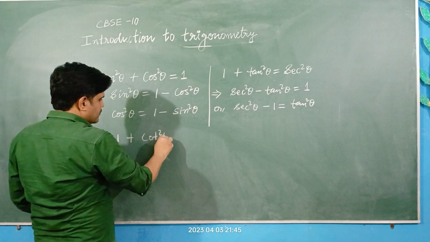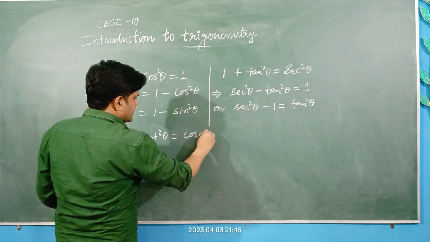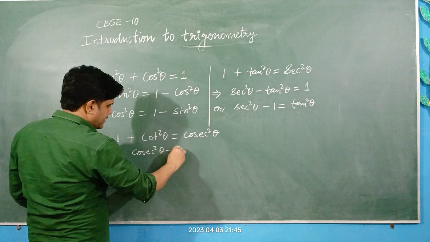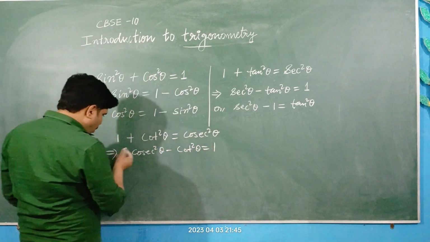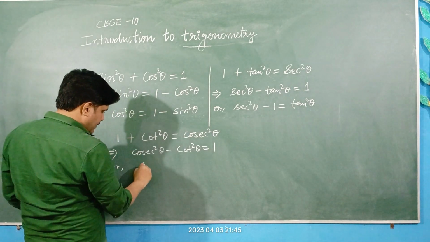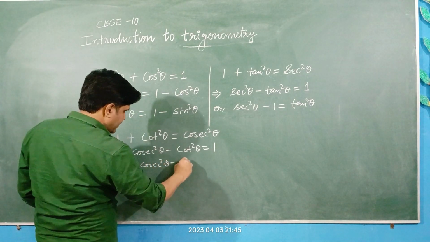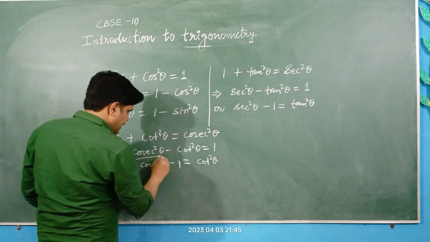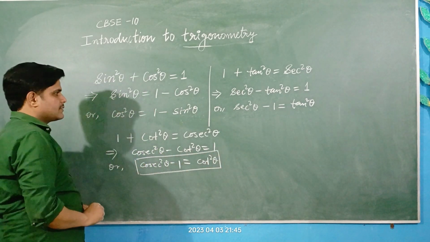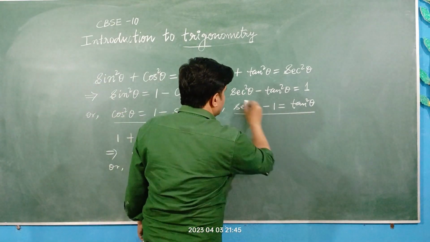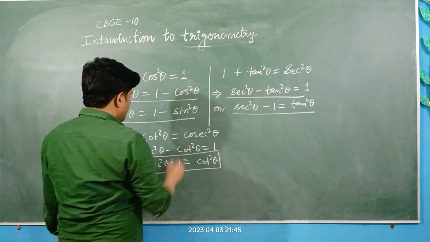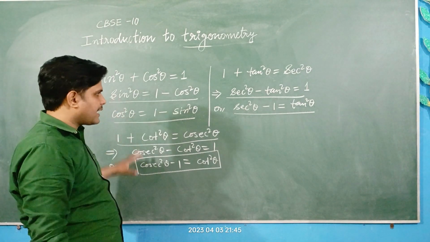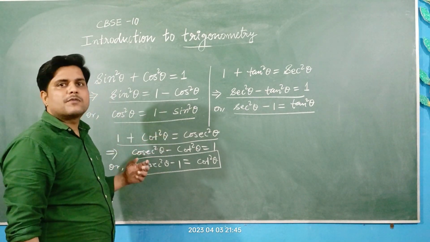One more that we have, which is very simple: 1 plus cot squared theta as cosec squared theta. We can modify it as cosec squared theta minus cot squared theta as 1, or we can also see it in this form: cosec squared theta minus 1 is equal to cot squared theta. So these are the relations you need to see. This one right here is standard. When the slight variations come, you should get comfortable with it. Once you become comfortable with these identities, you will get hold of questions quite easily.